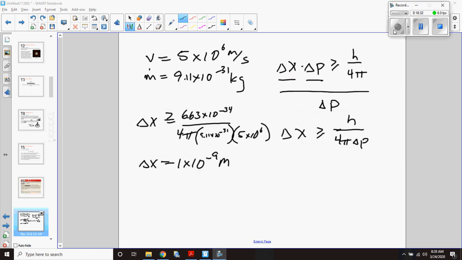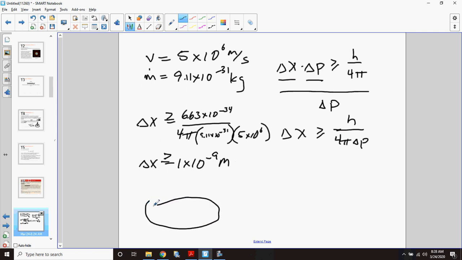When you do the math, and I rounded this answer a little bit, we end up with an uncertainty in position greater than or equal to 1 times 10 to the negative 9 meters. So literally, if we're dropping rocks, that's how big our target is.